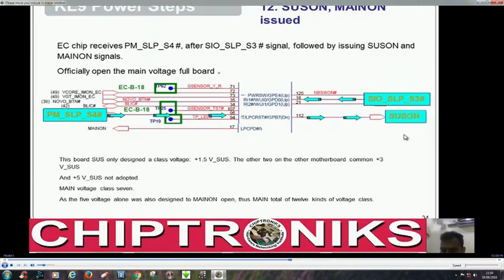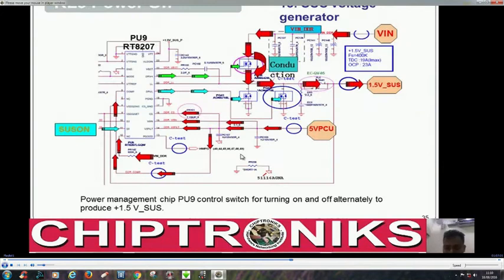It will generate SUS_ON and it will generate MAIN_ON, and this SUS_ON and MAIN_ON will enable all the voltage regulators to generate all the voltages in the notebook motherboard. You can see, let's see how this SUS_ON and MAIN_ON generate the other voltages, right?